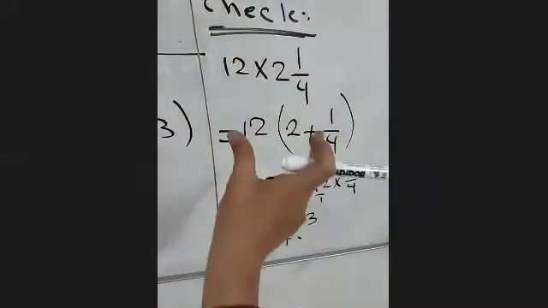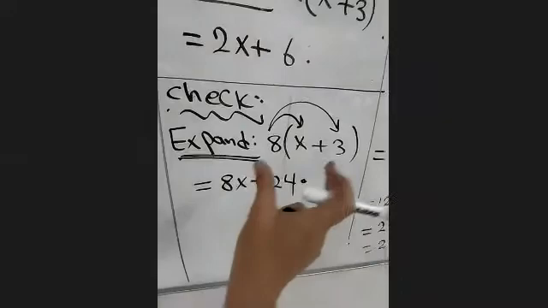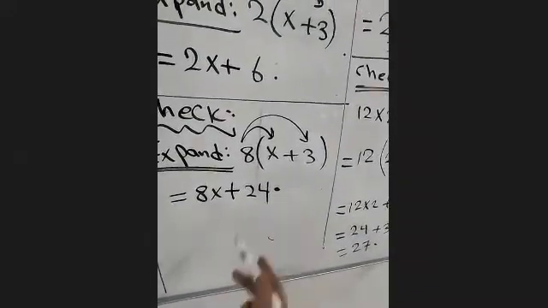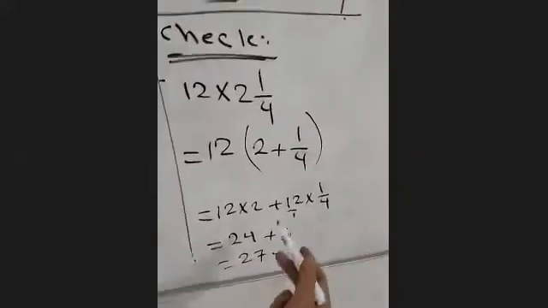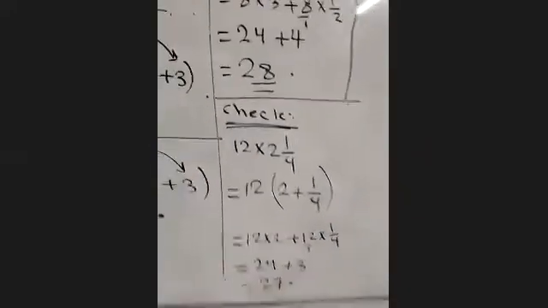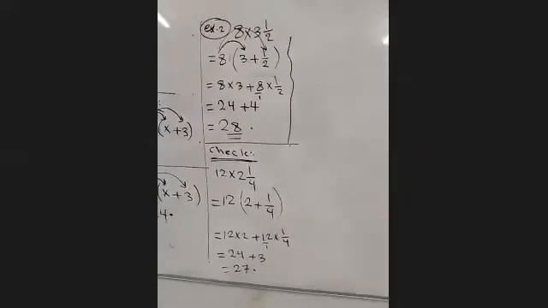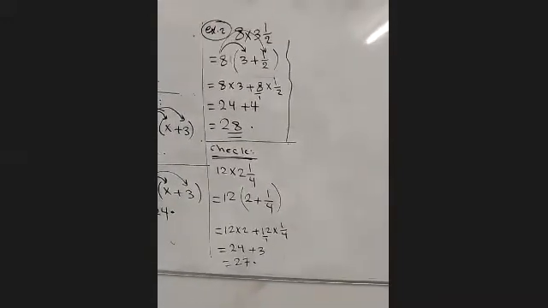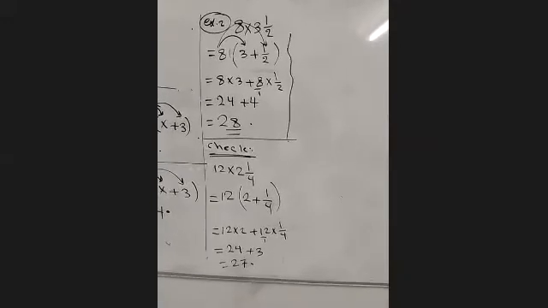We have numerical expressions. We have algebraic expressions. So in the algebraic, I just simplify. I cannot do more. Here, I can do more. So this is the idea of how to multiply a number with a mixed number using the distributive property.